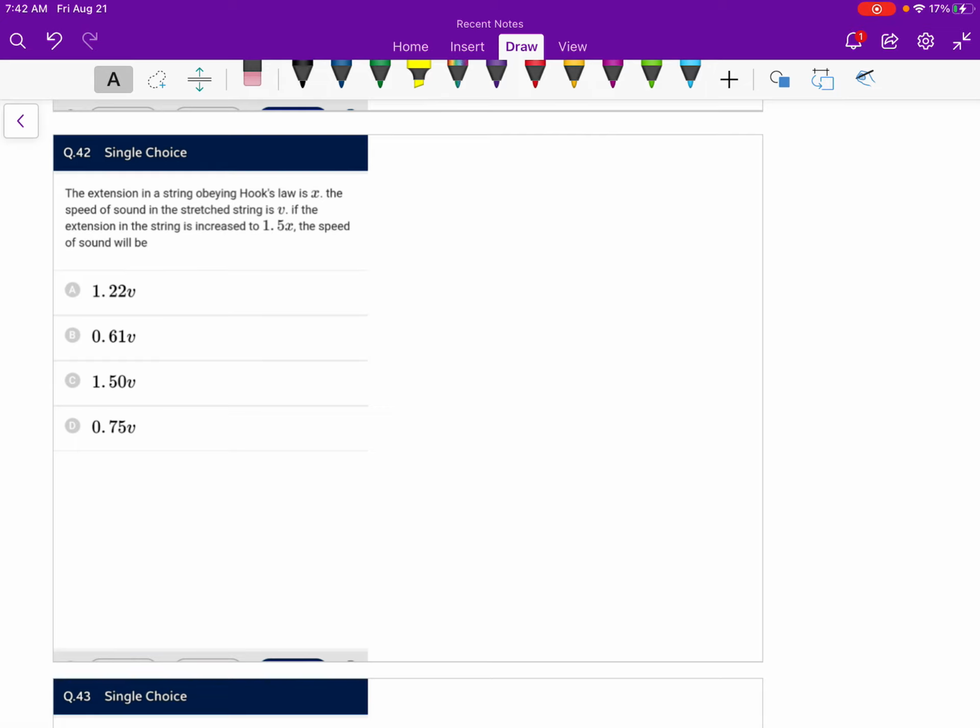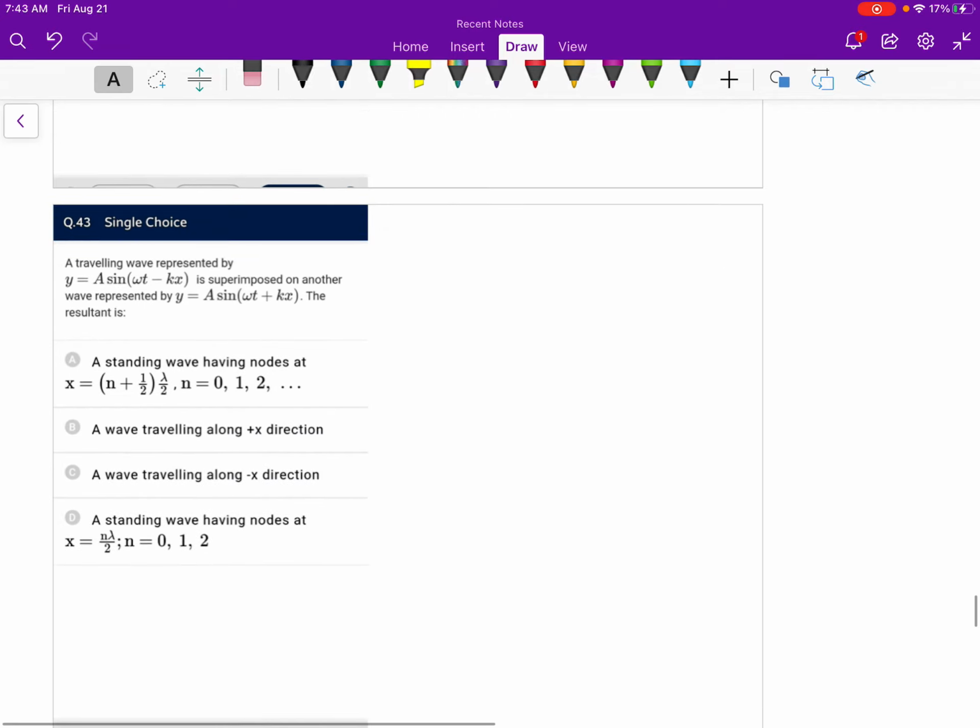The extension in a spring obeying Hooke's law is x. The speed of sound wave, if the extension is increased to 1.5x. So speed is proportional to square root of tension, which is proportional to square root of extension. So v dash upon v is under root 1.5, which is approximately 1.22. So A is the correct option.